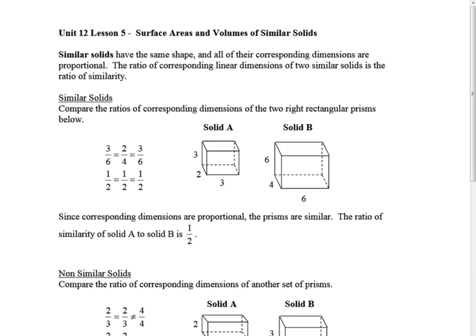Very short lesson here, lesson 5. We're not going to do the whole thing. We're looking at surface area and volumes of similar solids. When we think about similarity, we're thinking about proportions, and we're thinking about congruent angles that we have.